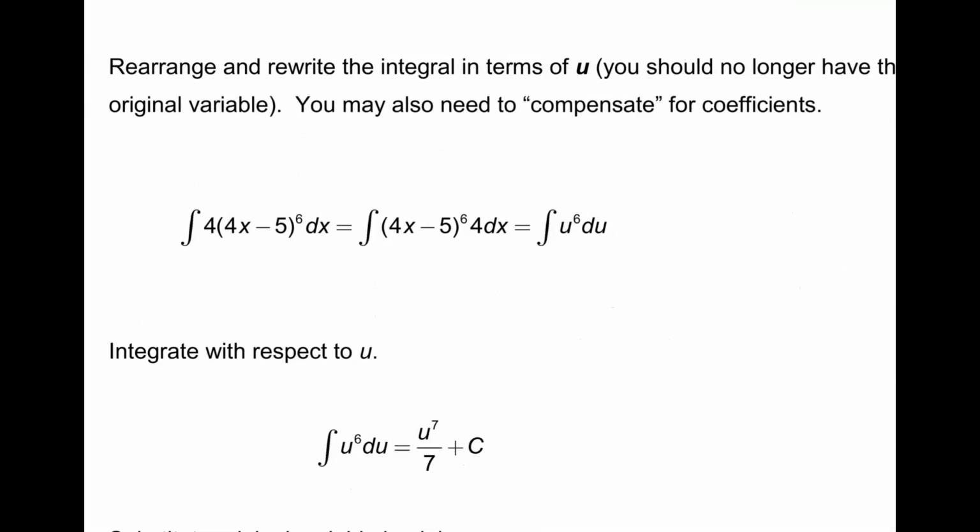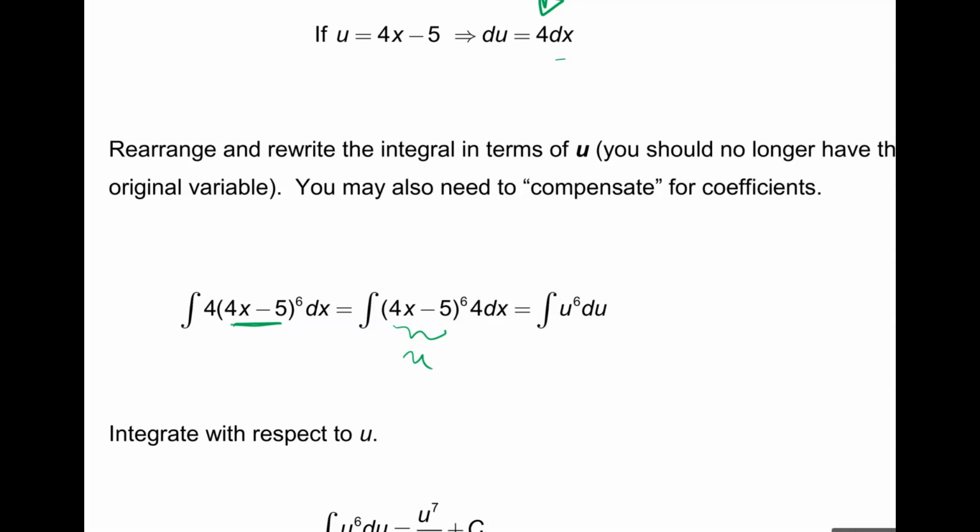Rearrange and rewrite the integral in terms of u. Now, you should no longer have the other variable, so we're rewriting everything in terms of u. You may also need to compensate for coefficients. Okay, so this whole thing right here, I'm writing as u. And remember, du was literally 4 times dx, so this thing right here is going to be my du. So it's just the integral of u to the 6 times du. Remember, instead of saying 4 times dx, we're just putting in du.